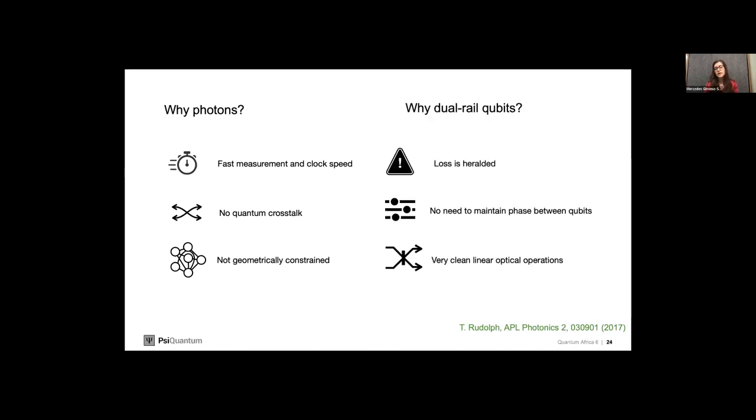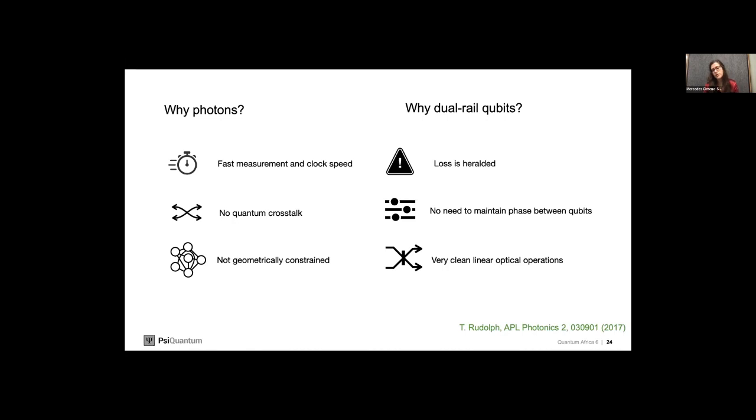And not only do we compute with photons, in particular, we use dual rail qubits. So this means that our qubits are encoded in two modes. A single qubit has one photon in two modes. It's either spatial or polarization or path or time. There's many options.